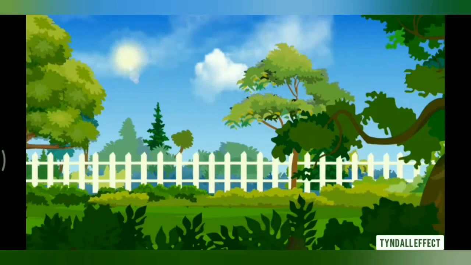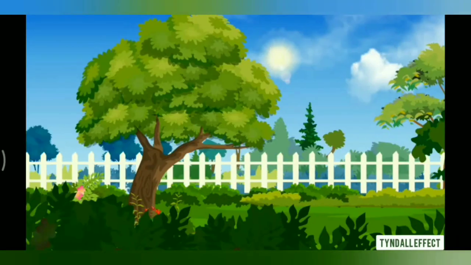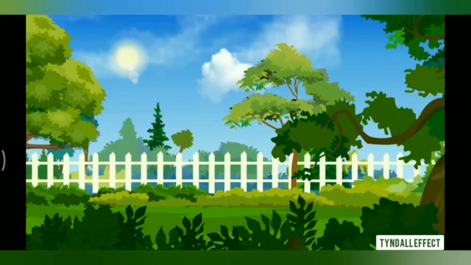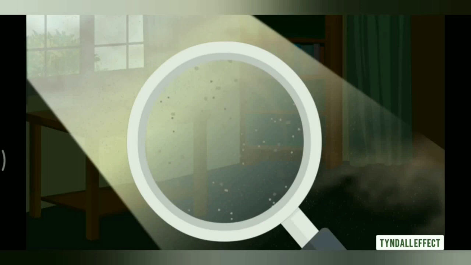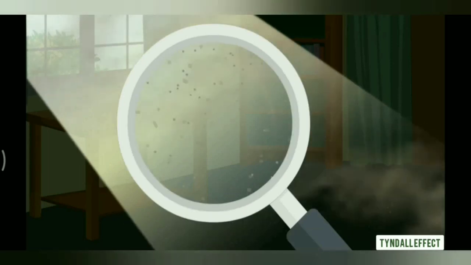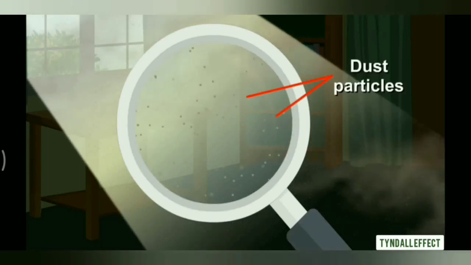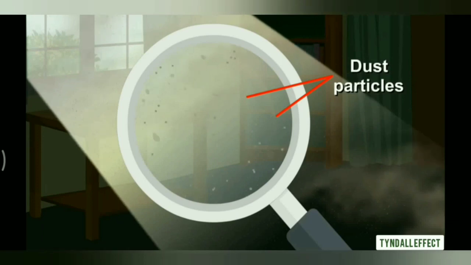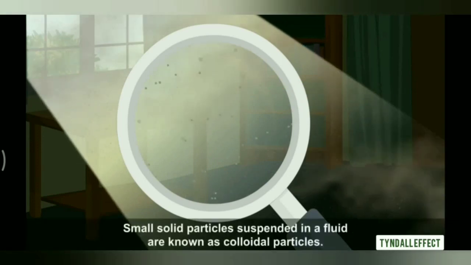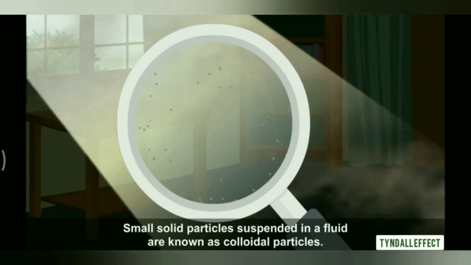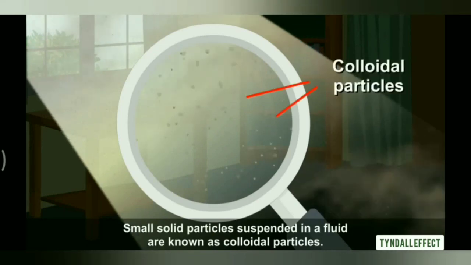Light from the sun is everywhere, but its path is not visible to us. When light enters a smoke-filled room, then its path is visible. Can you state the reason for this? Yes, the reason is scattering of light. The smoke-filled room contains dust particles through which the beam of light gets scattered. And these small solid particles suspended in a fluid are known as colloidal particles.